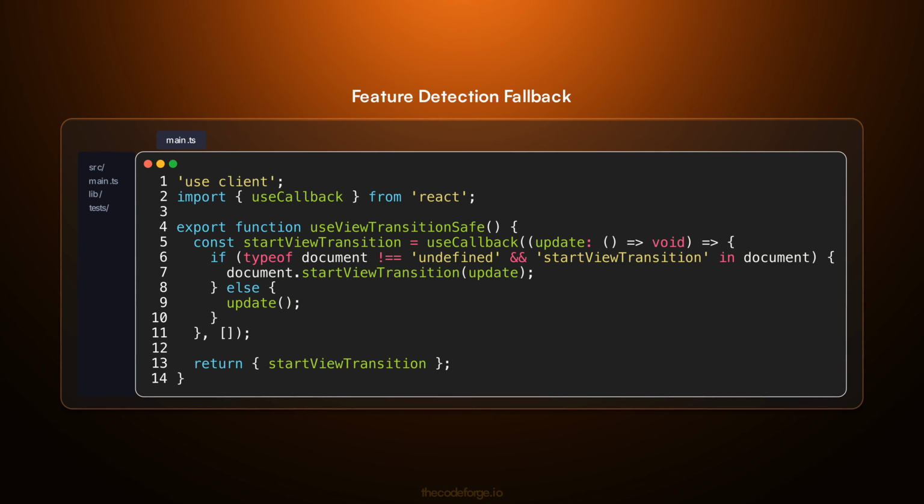Here is a concrete pattern using a custom hook that safely falls back when document.startViewTransition is unavailable.